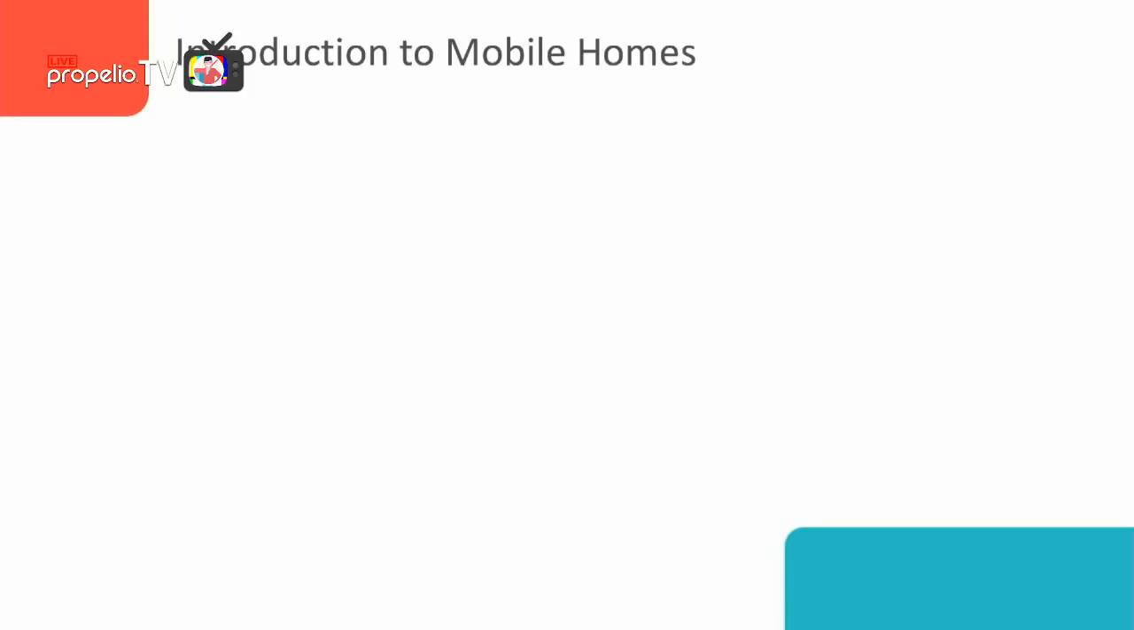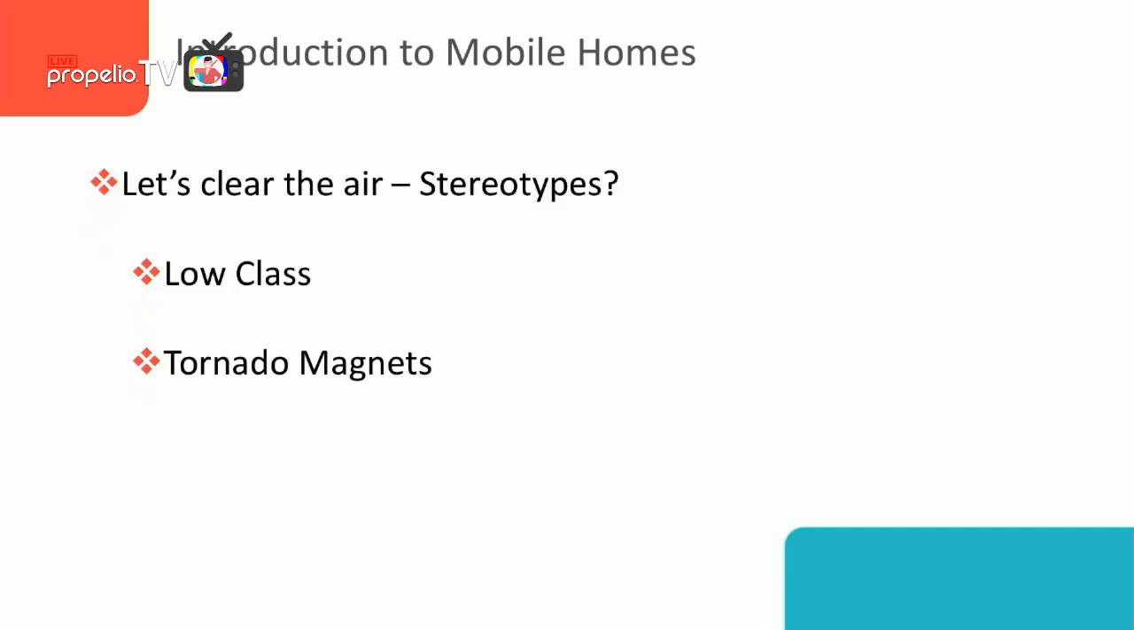So, introduction to mobile homes. First thing I'm going to need to do is clear up a couple stereotypes. Throw some out there for me real quick. What are some of the stereotypes you hear? Trailer park, tornado magnet. Trailer park trash. It is what it is. It's a stereotype you're going to hear. You're going to hear people call them low-class people that live in mobile homes, that they're tornado magnets, poor construction standards. These are all types of things that we're going to hear people say all the time about mobile homes. Some of it's true.